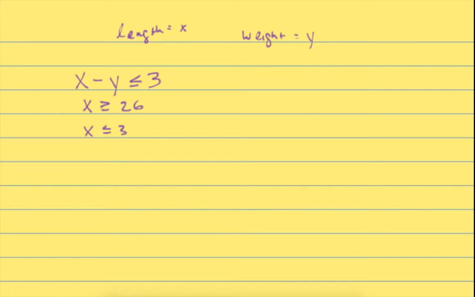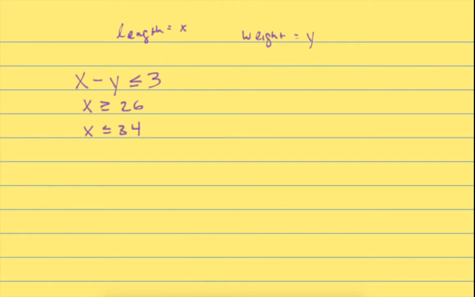So, if we let the length be x and the weight be y, they told us that the length minus the weight cannot exceed 3, that means it has to be less than or equal to 3. Then they tell us that the bats can be purchased at lengths from 26 to 34 inches. That means the length is greater than or equal to 26, but less than or equal to 34.